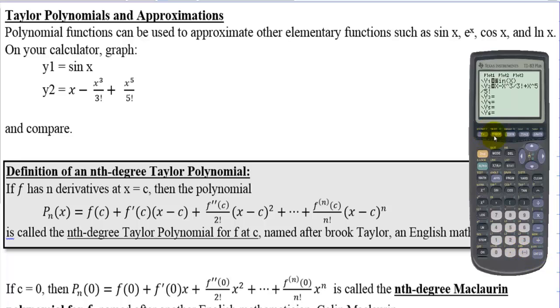Let's go back to y equals, and on the approximation, we'll make this one a little darker so that we can tell the difference. And now let's graph. The first one it graphs is sine, and then it will graph the approximation. You can see that as long as we're centered at 0, the approximation is good, but eventually this approximation will fail.